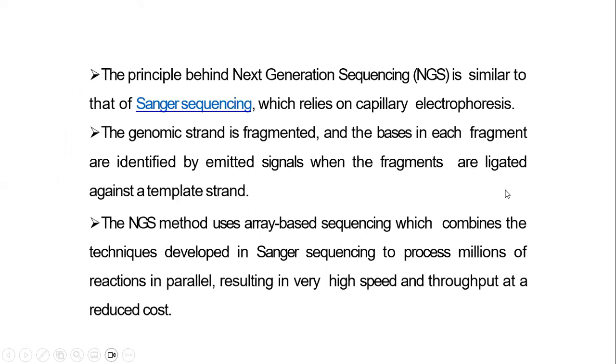The genomic DNA is first fragmented and the bases in each fragment are identified by the emitted signals when the fragments are ligated against a template strand. The next generation sequencing method uses array-based sequencing, which combines a technique developed by Sanger sequencing in order to process millions of reactions in parallel, resulting in a very high speed and throughput sequencing at a very reduced cost.